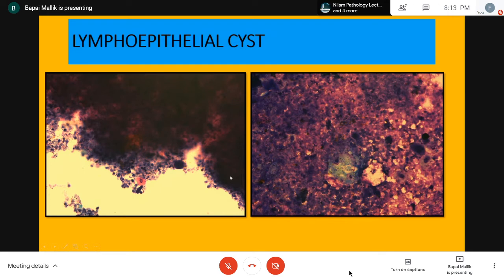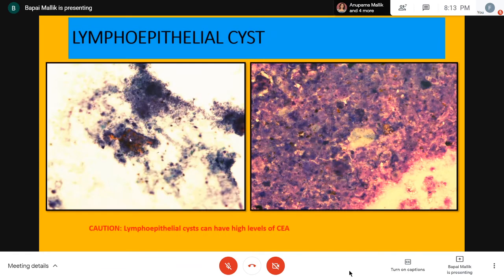So this is one over here. Look at the squamous cell over here. Sometimes it can be nucleated squamous cells. You can see a bit of keratin. And in that case, what you are dealing with is a lymphoepithelial cyst, because lymphoepithelial cysts, although the name is lymphoepithelial cyst, they have a squamous cell lining.